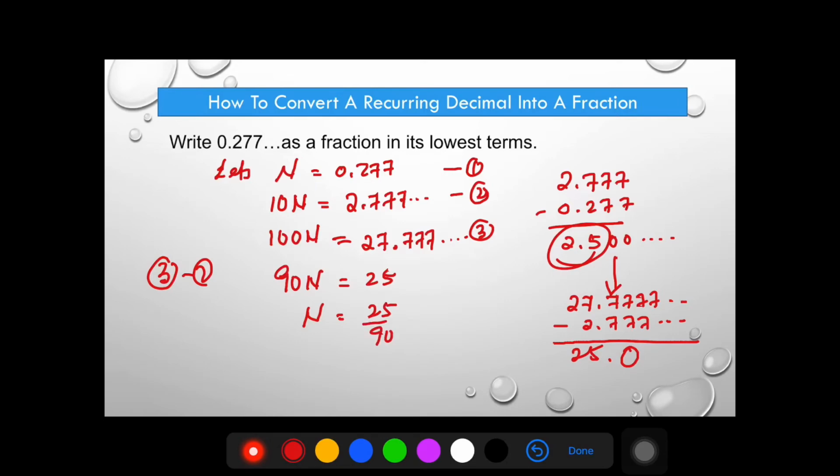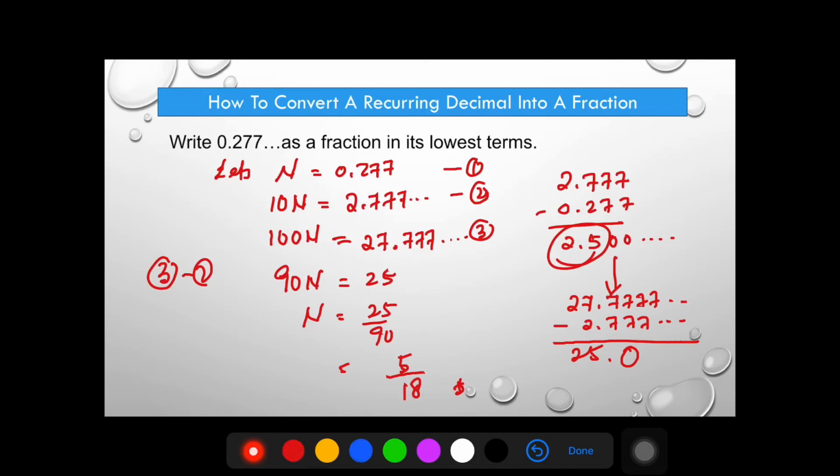It's not simplified yet. You can make it into the simplest fraction where you divide the whole fraction by 5. It will become 5 over 18, since 25 divided by 5 is 5 and 90 divided by 5 is 18. The answer is 5 over 18.